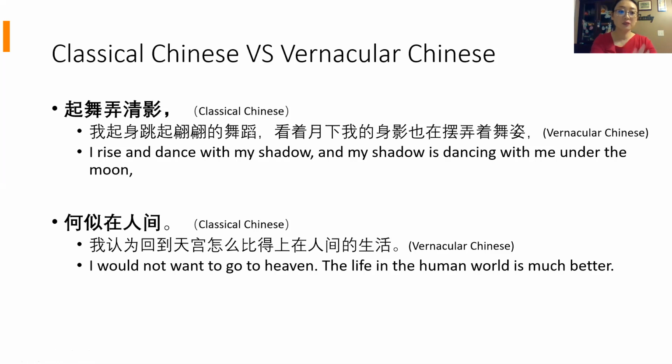So you can see in the first line and second line for the classical Chinese, each line only has 5 characters. 1, 2, 3, 4, 5. The line under it that is very long and has many characters in it is vernacular Chinese. And the line under that is the English translation.